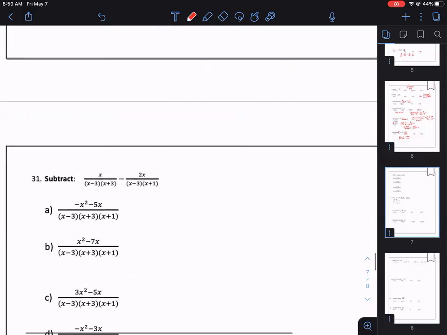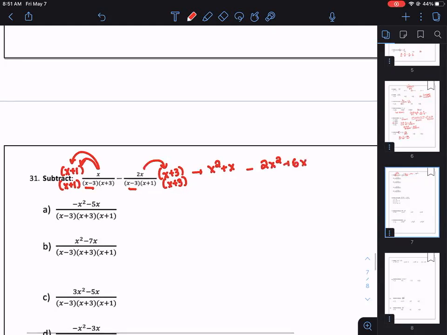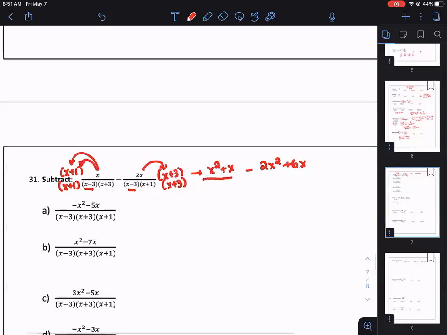Our next example is a little more complicated. We have x minus 3. So the left side is going to need x plus 1 to the top and bottom. And the right side is going to need the x plus 3 top and bottom. Okay, so again, we are going to distribute. We get x squared plus x. And then here we're going to get minus 2x squared plus 6x. We'll do the minus after actually. So just 2x squared plus 6x. Okay, over that common denominator. The most annoying part is just having to write the denominator so many times.